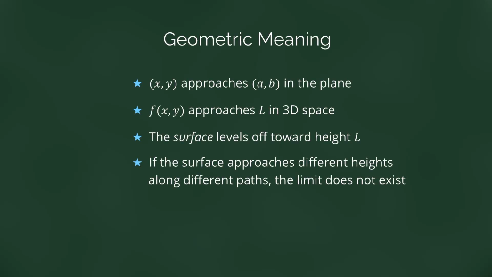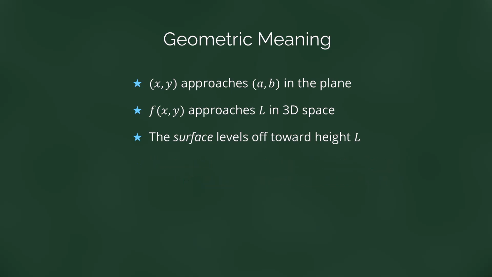If we think about this geometrically, what we're considering is that as the point (x, y) approaches (a, b) in the plane, in other words, as we travel along some path that moves towards (a, b), our function value approaches L in 3D space, which means our surface is leveling off at a height of L. If the surface approaches different heights along different paths, then we'll know that our limit doesn't exist. Let's look at a few images to understand these differences.